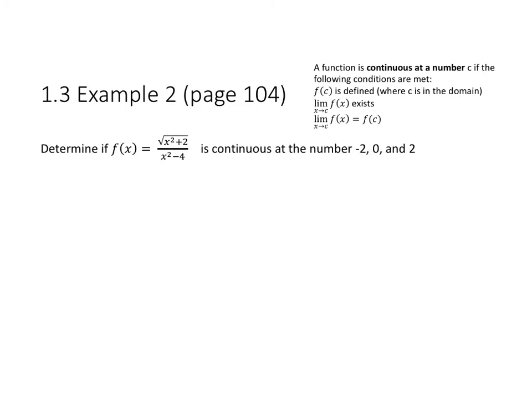Example 2 on section 1.3 and page 104 asks us to determine for this function if it's continuous at -2, 0, and 2. So hopefully right away you see that my denominator of x squared minus 4 is going to be 0 when x equals 2 and -2. So at these 2 points, the function is not continuous.